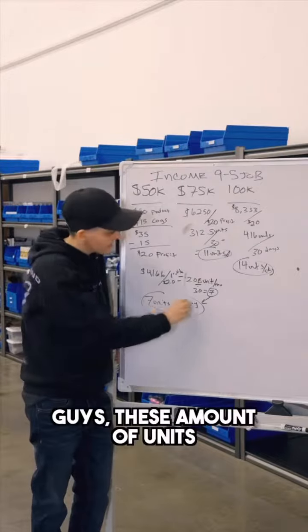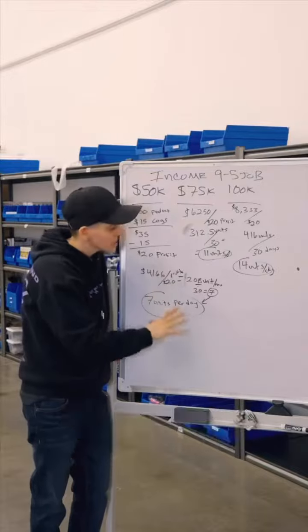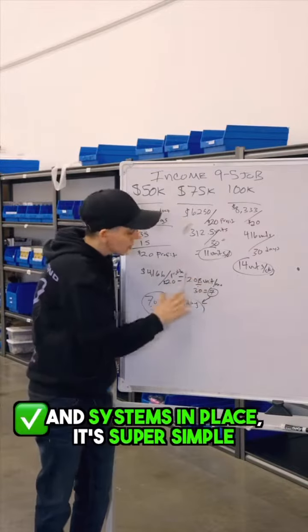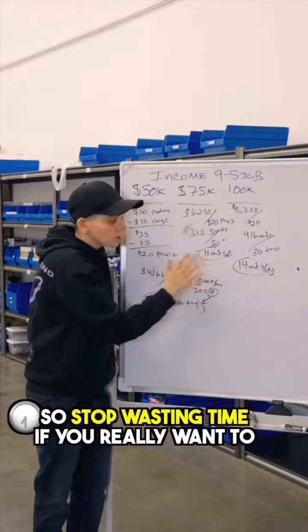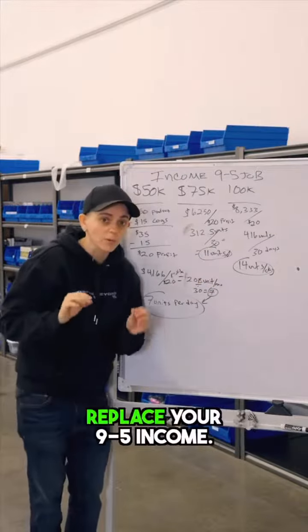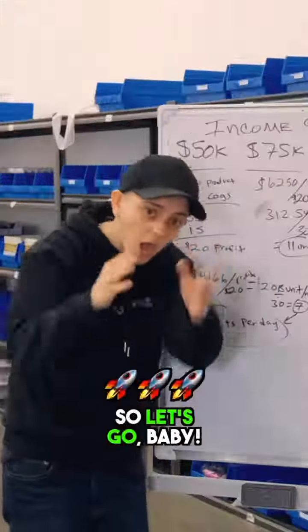Guys, these amounts of units are this small. Once you have the right strategies and systems in place, it's super simple and plug and play to acquire. So stop wasting time if you really want to replace your 9-to-5 income. And you can do this math across any income. So let's go, baby!